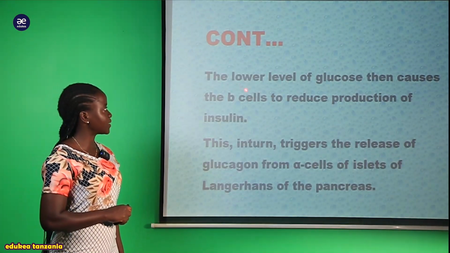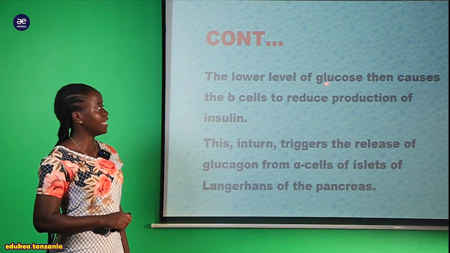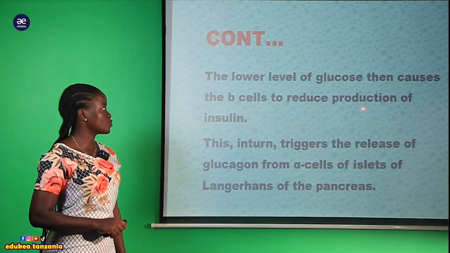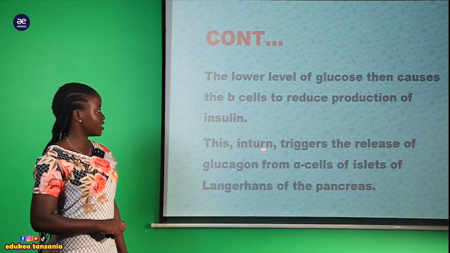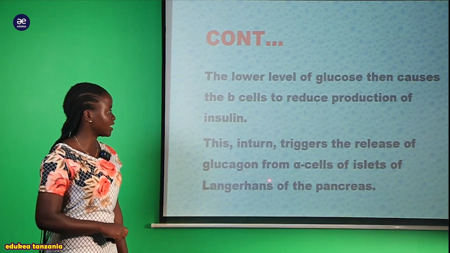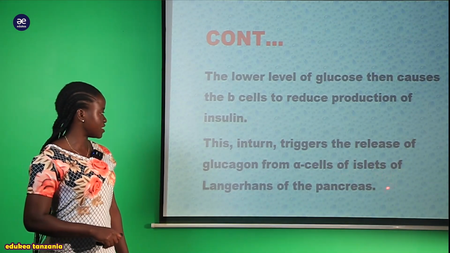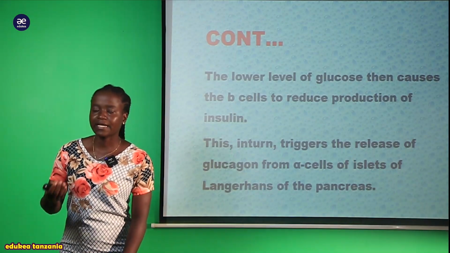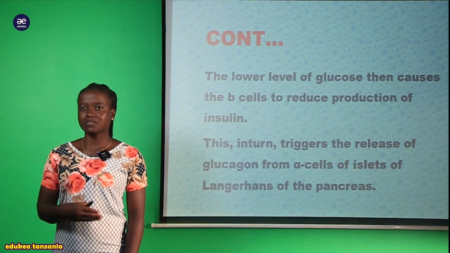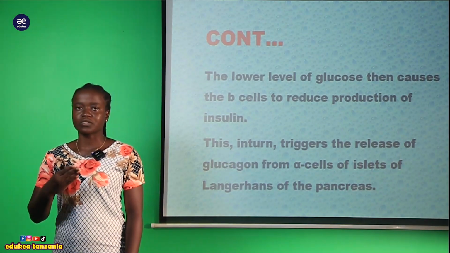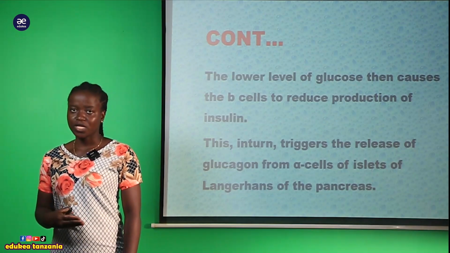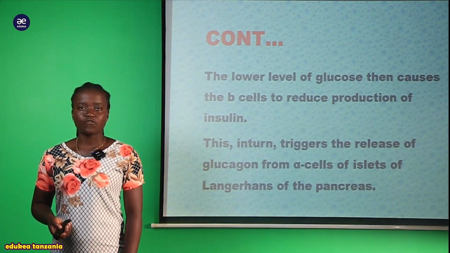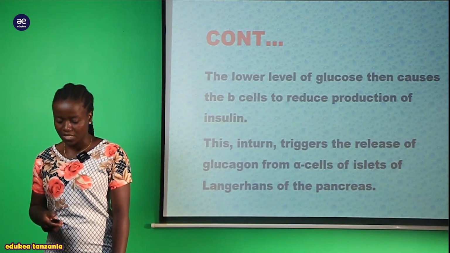Na pale ambapo patakuwa na low concentration or lower level of glucose, then it will cause beta cells to reduce production of that insulin. So in turn it triggers the release of the glucagon from the alpha cells of the islets of Langerhans of the pancreas. So glucagon inatolewa pale ambapo patakuwa na kiwango kidogo cha sukari ndani ya mwili. So this glucagon will increase the sugar level within the blood.